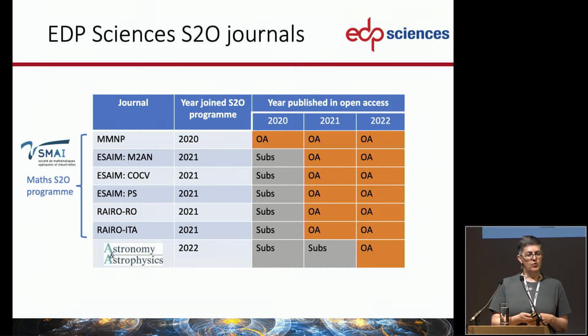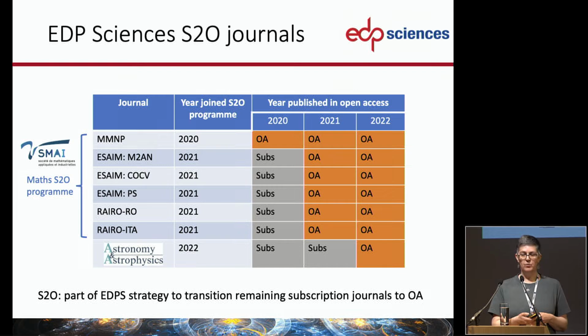So in 2022, and that was after several years of discussing with the owners of the journal Astronomy and Astrophysics, which is one of actually the largest journals that we publish, after several years of discussing how we could transition that journal also to open access, we decided to adopt this model as well. And we recently announced, as of the 4th of April, so only a few days ago, that the journal will publish in open access in 2022.